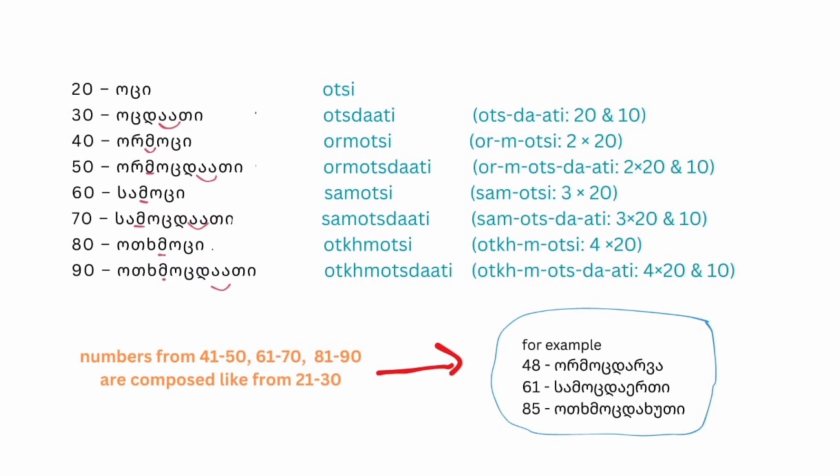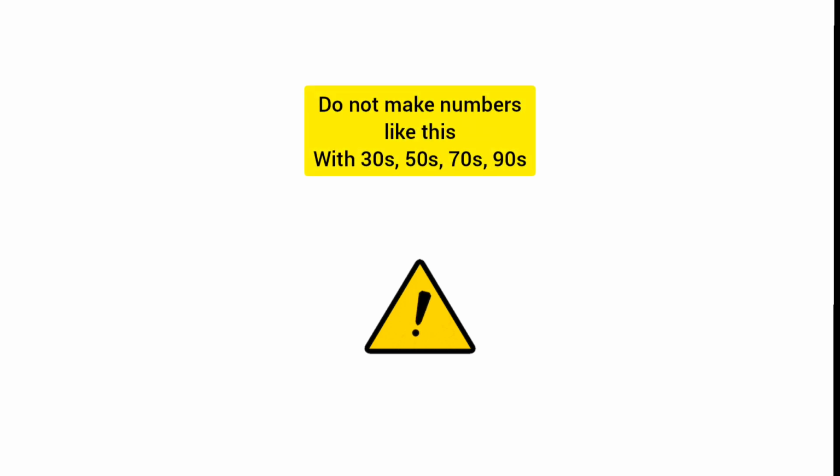It was the same in the case of 21, 22. If it was 41, you say 41. If it was 42, 43, 44, 45, 46, 47, 48, 49. And then we have 50. You do this only with 20s, 40s, 60s, and 80s. When we are talking about 30s, 50s, 70s, and 90s, this is not going to happen today.